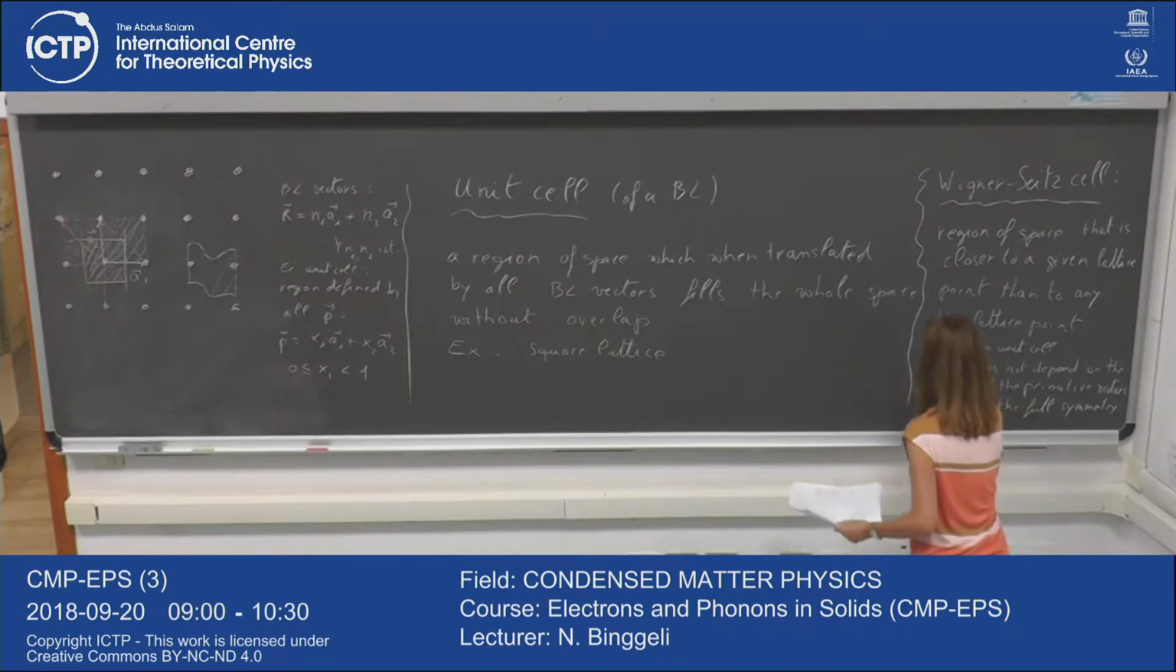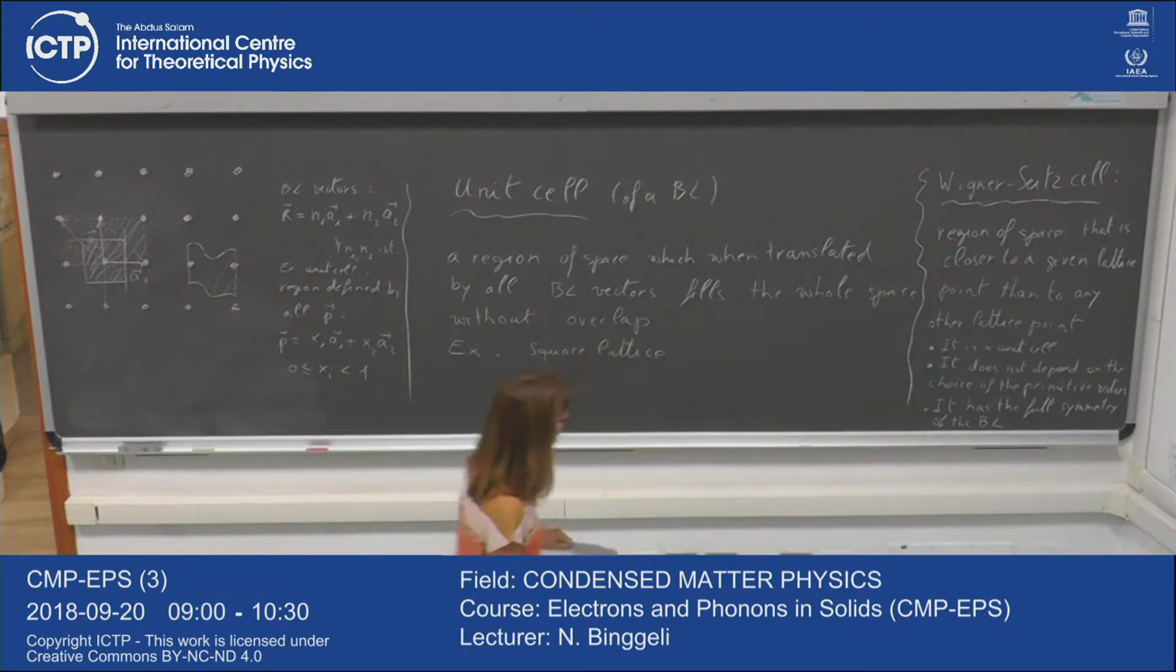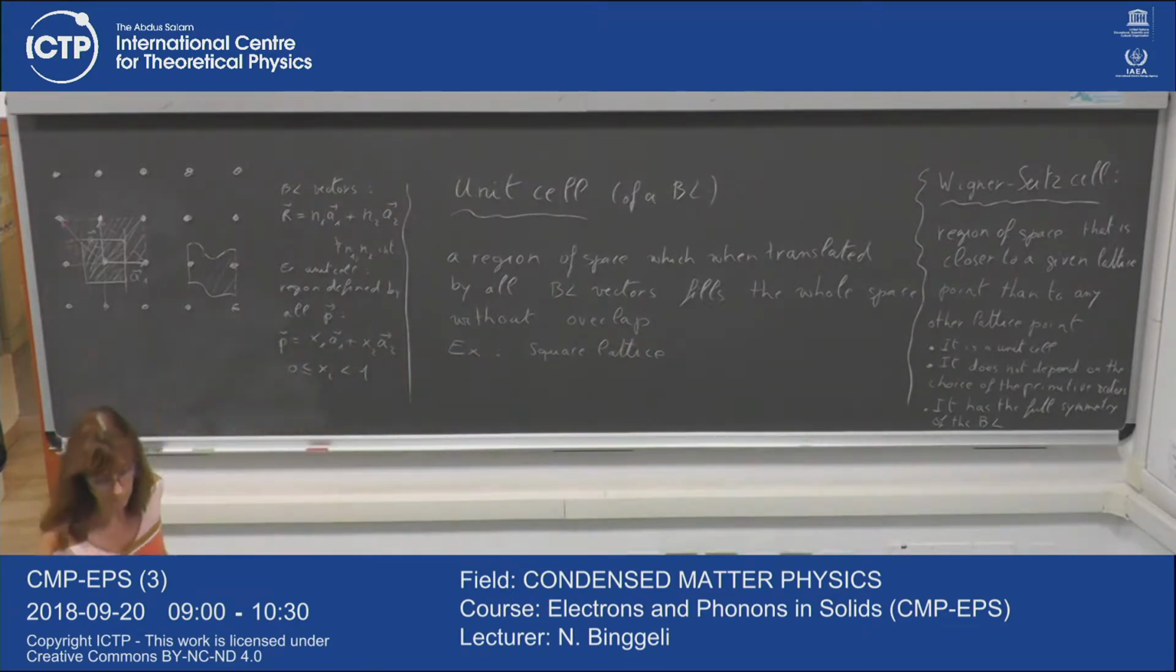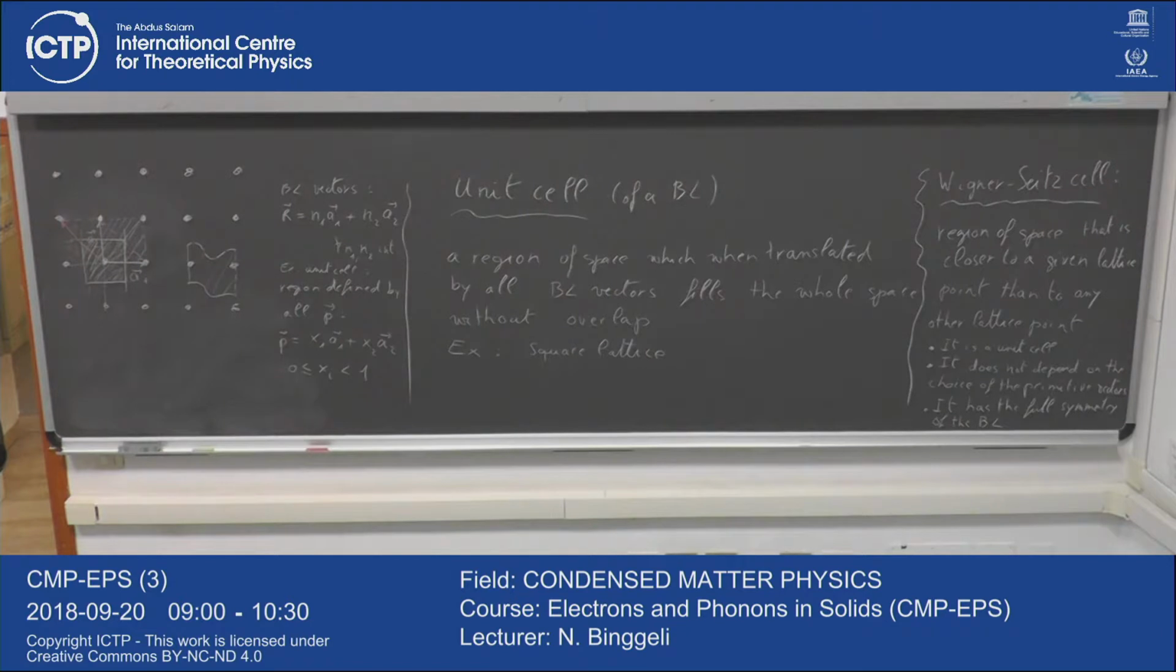Okay, so let's look at these properties one at a time. First, it is a unit cell. So, in general, to show that it is a unit cell, one has to show that any point in space can be obtained by translating, or is included by translating, the Wigner-Seitz cell. That any point can be reached by translating the Wigner-Seitz cell, or the unit cell.